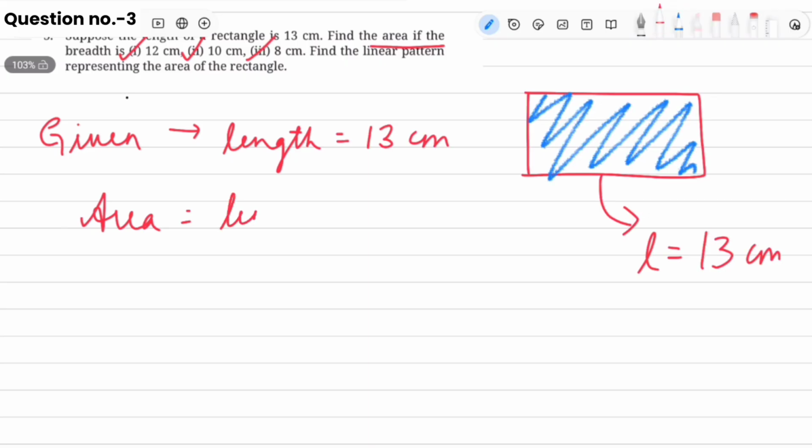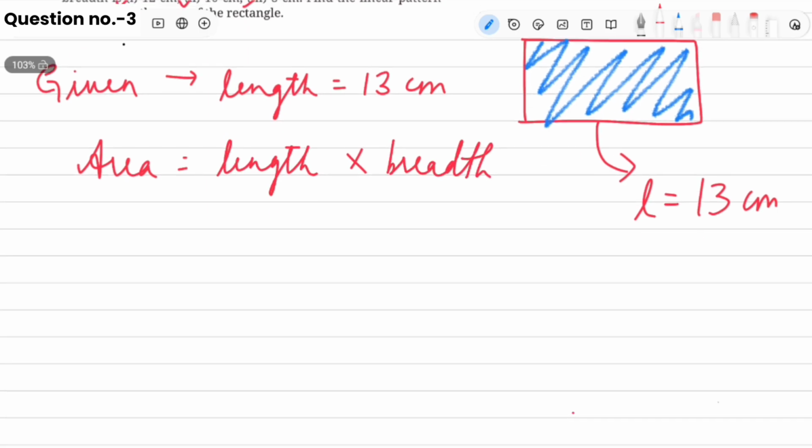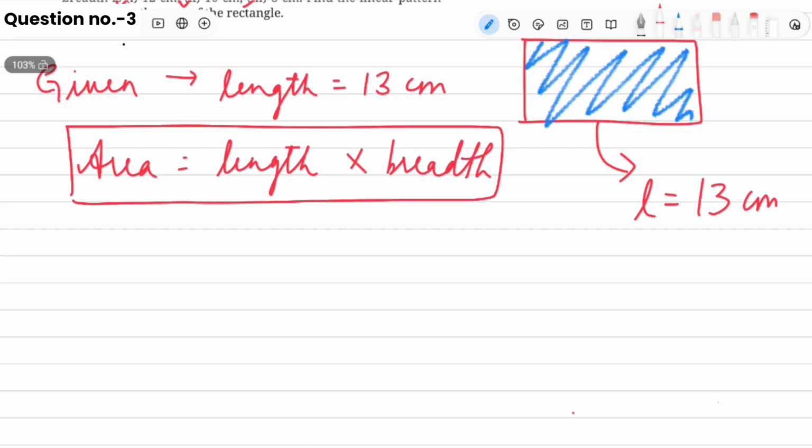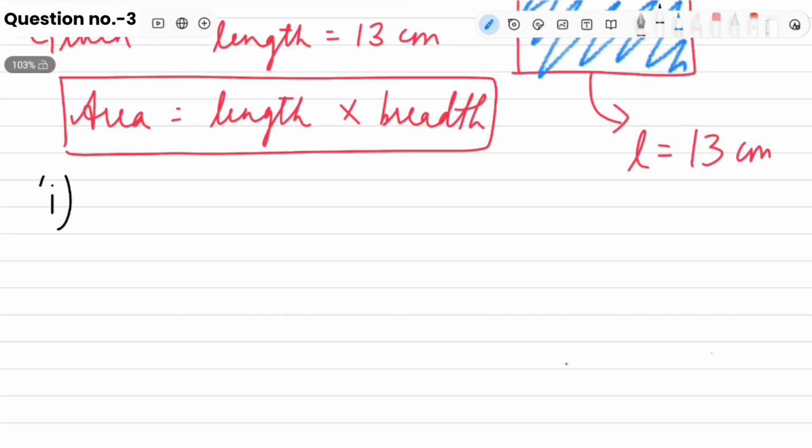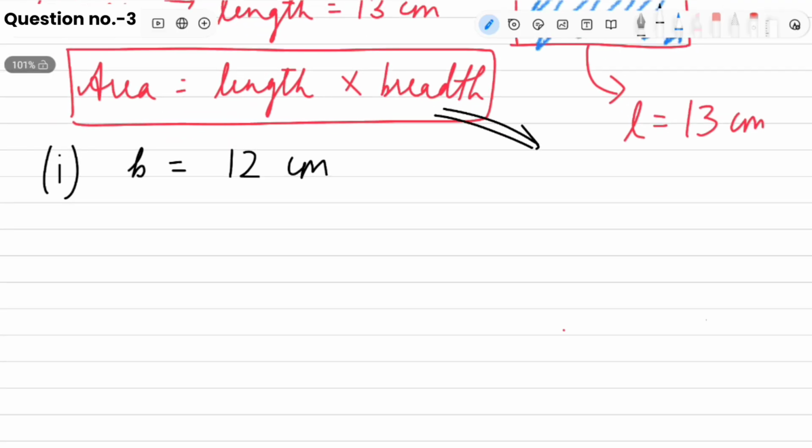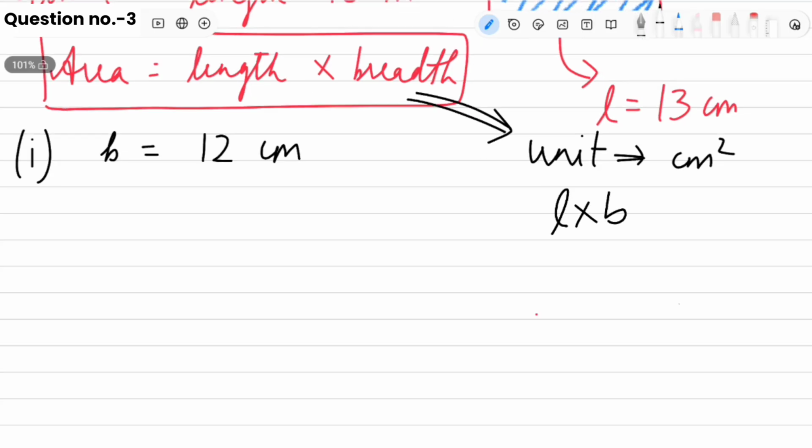So the formula for area is length into the breadth. Okay, you have to remember this formula. This is the formula for area of a rectangle. In the first part of the question, the breadth is given 12 centimeter. So always remember that the unit of area is centimeter square, because when we do length into breadth, the unit of length is centimeter, the unit of breadth is also centimeter, and when these two are multiplied it gives centimeter square.